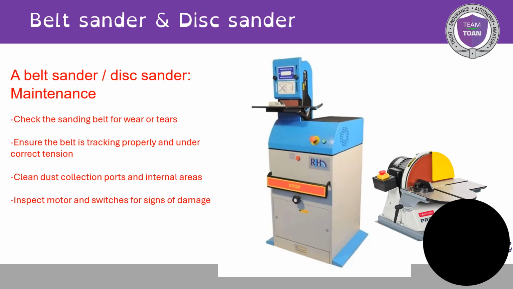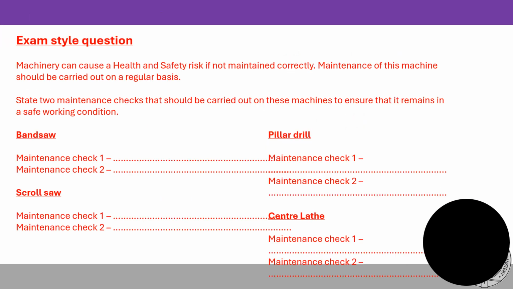Belt sander, disc sander, very similar. So check the sanding belt or disc for wears and tears. Ensure the belt is tracking properly or that the disc sander spins correctly. Clean dust collection ports and internal areas, and inspect the motor and switches for signs of damage.